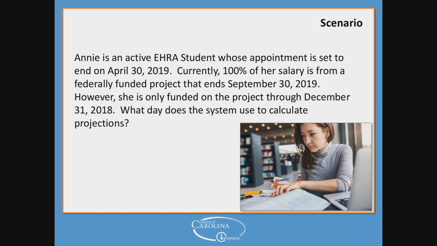All right, so we have Annie, who is an active EHRA student whose appointment is set to end on April 30th, 2019. Currently, 100% of her salary is from a federally funded project that ends on September 30th, 2019. However, she is only funded on the project through December 31st, 2018. What date does the system use to calculate the projections?